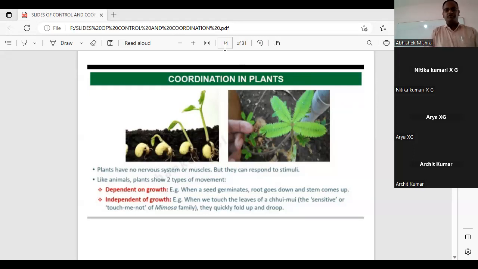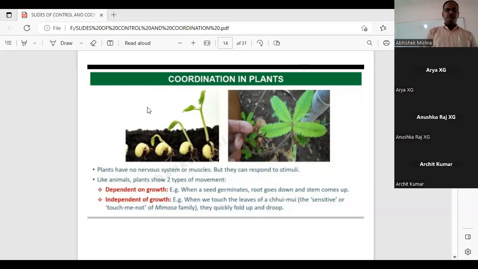Example from your day-to-day life: the touch-me-not plant. Okay, touch-me-not plant, very good. When we touch the touch-me-not plant, it begins to fold. Yes, okay, good. Anushka, any other example, students? Any other example from your day-to-day observation? It's not that you have to know this, but you must have noticed it, though you can't recall it now.